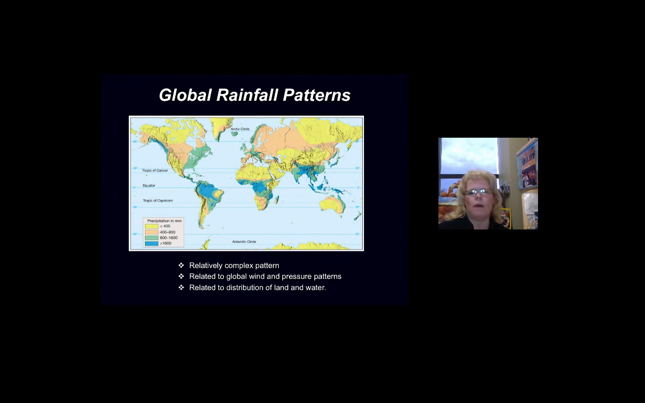Overall, global rainfall patterns are dictated by how wind moves across the globe. All of that's directly correlated to ocean currents. I'm hoping you're beginning to see that all of this is connected. Our science isn't just four disciplines of science, they are all interrelated.